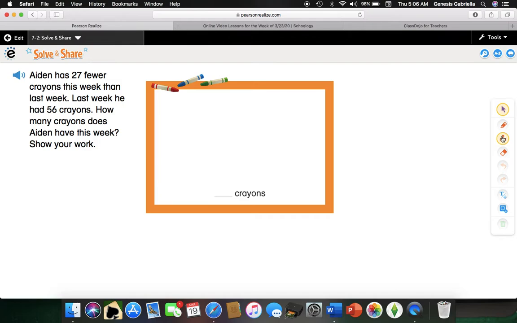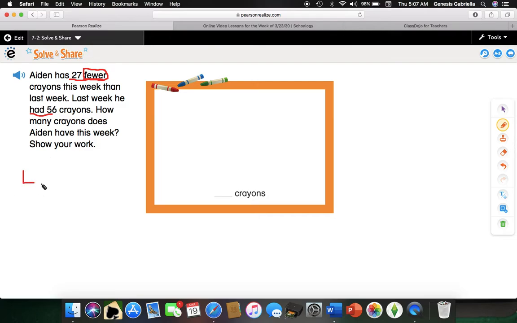How many crayons does Aiden have this week? Show your work. So the very first thing I'm going to do is underline important parts. Aiden has 27 fewer crayons this week than last week. And last week we know he had 56 crayons. So when I see the word fewer, that's a keyword. So I'm actually going to box the word fewer. So we're trying to figure out how many crayons he had last week. So I'm going to put, or this week.